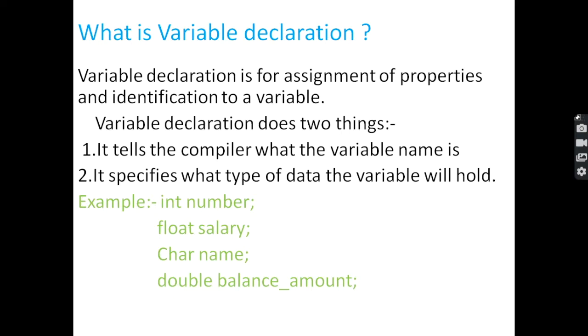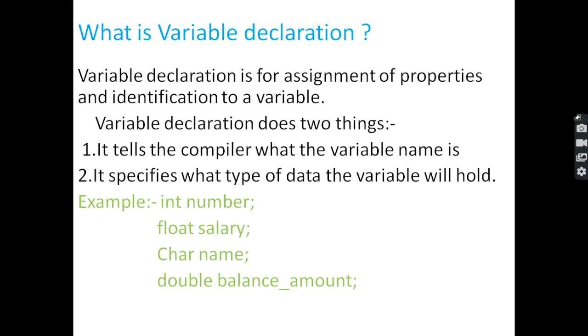In programming, a declaration is a statement that describes any identifier, such as the name of a variable or a function. So, what is variable declaration? Variable declaration is for assignment of properties and identification to a variable.